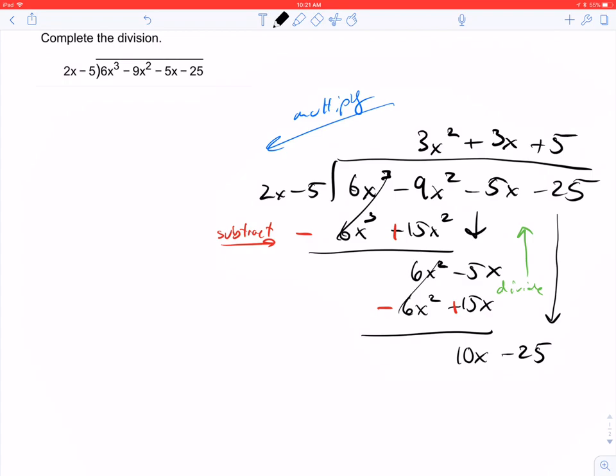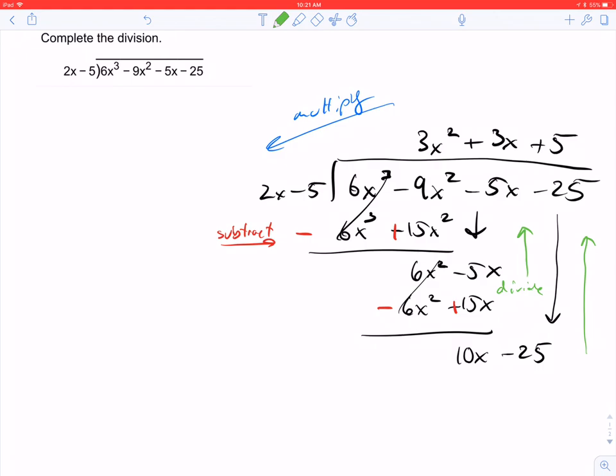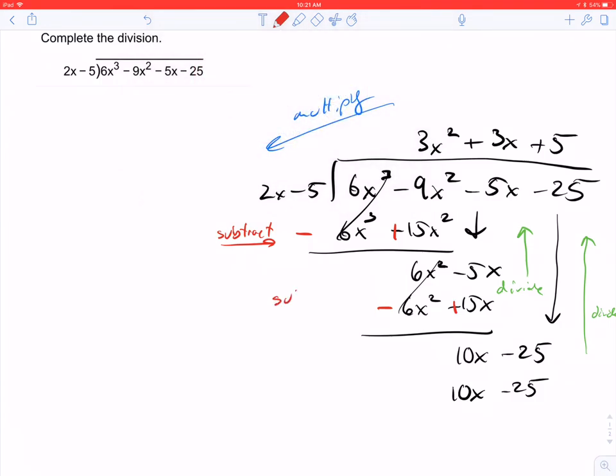Now we follow the blue path. I forgot to mention we did the green path again there. So we divided again. Now we're on the blue path. 5 times 2 is 10x. 5 times negative 5 is a negative 25, but now we need to do what? Distribute the negative. So we subtract. That's going to become negative, that's going to become positive. They both cancel out, and the remainder is 0.